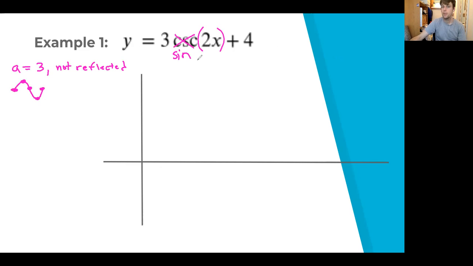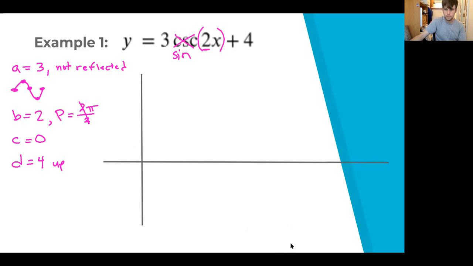So not reflected. Here we have a b value of 2, which means that our period is going to be 2 pi divided by 2, or just pi. Cool. Our c value, so in here we don't have anything that we're adding or subtracting, so our c value is 0. We're not shifting left or right, we're just going to be starting at 0 on the x-axis. And then d, we are shifting it up 4 units, so that's where our midline is going to be.